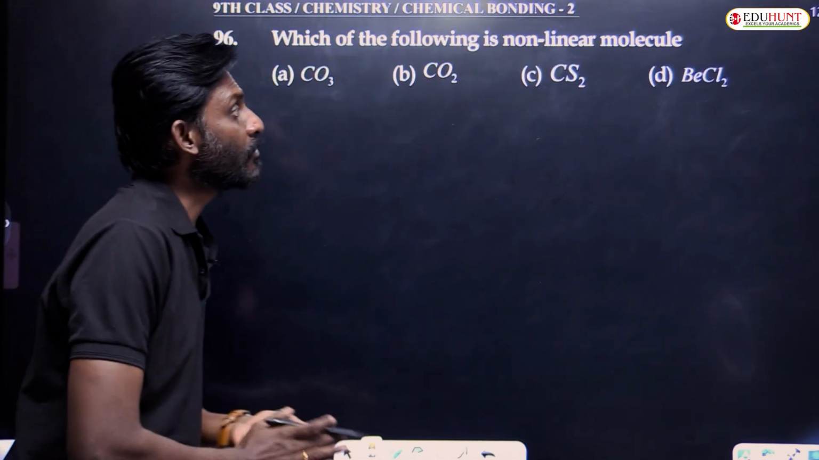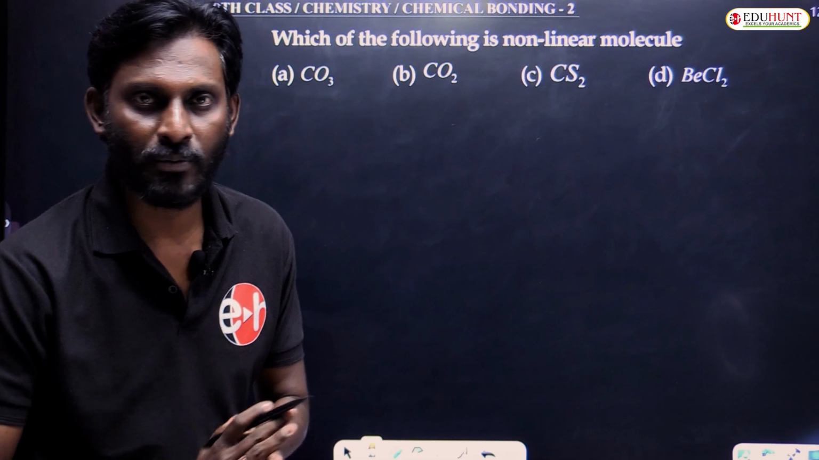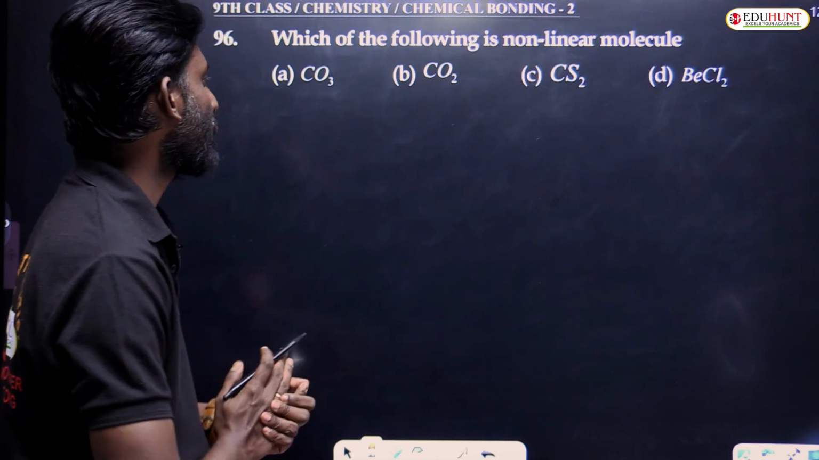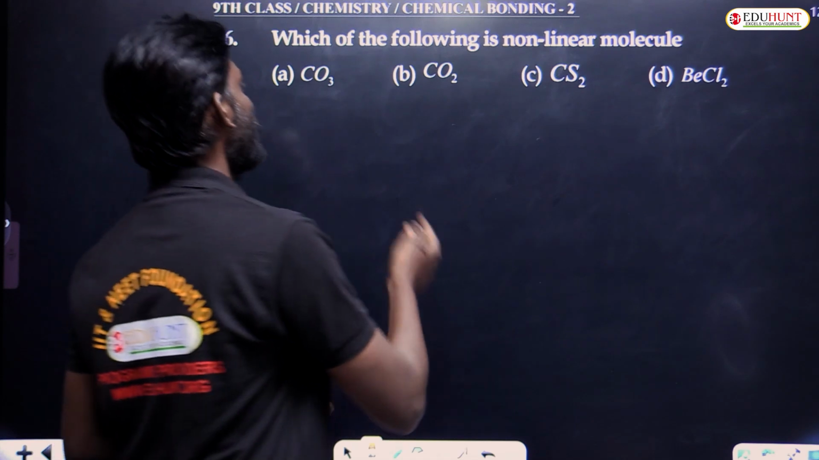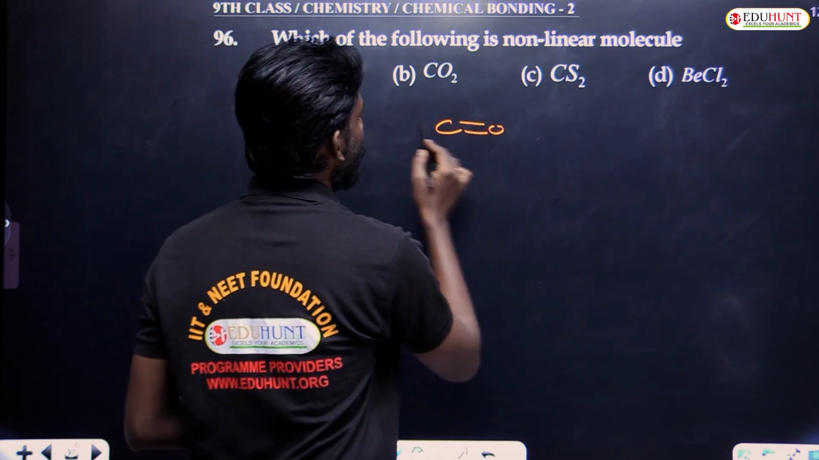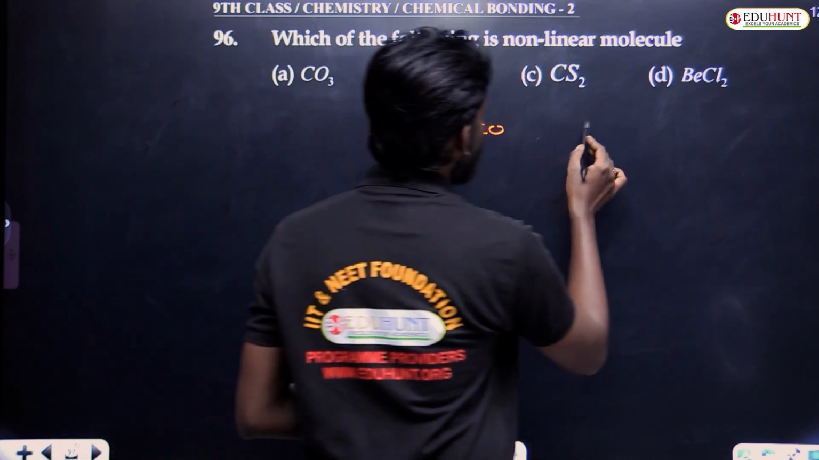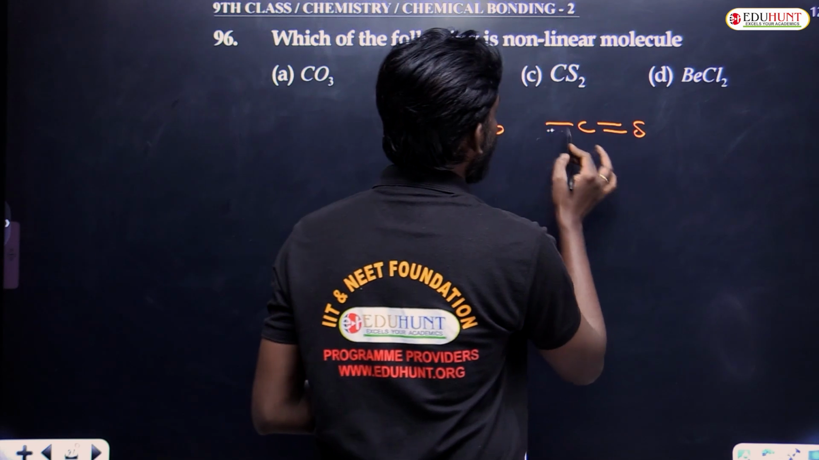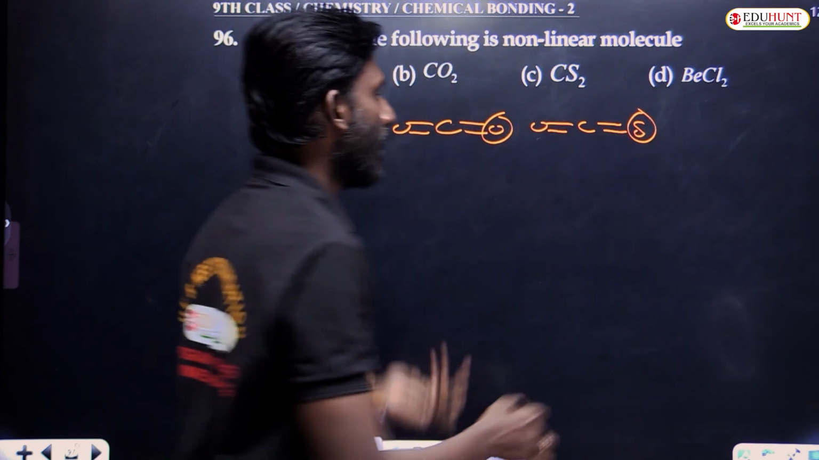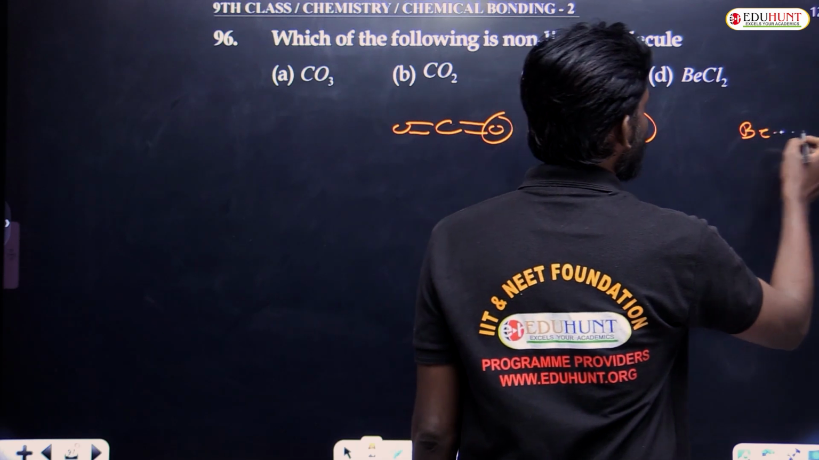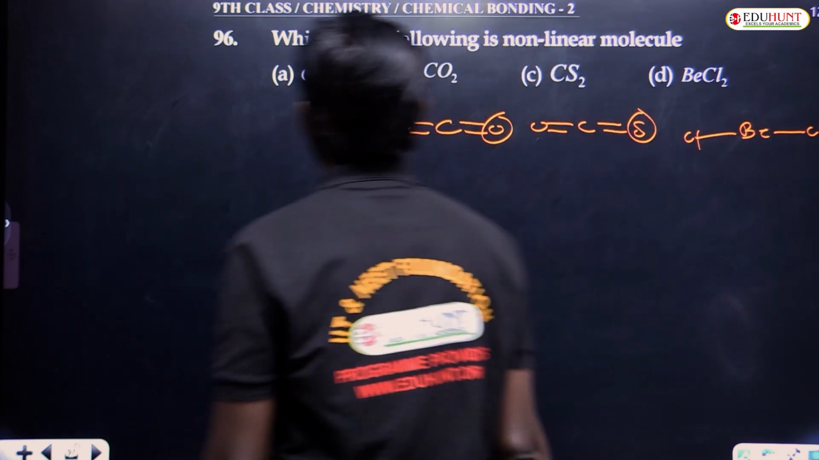Which of the following is a non-linear molecule? We got many questions of this kind. BeCl2 linear, CO2 linear, CS2 linear, C double bond S double bond S. See, oxygen and sulfur are in the same family, you can draw it like this. And we know very well BeCl2 is a linear molecule, no doubt about it.